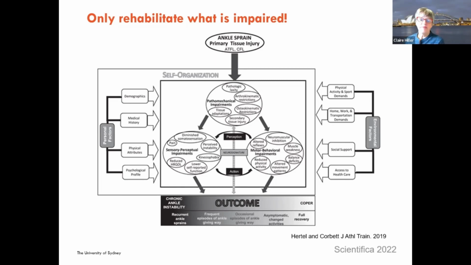And the model comes out and says that you have to take all of these things into account. You end up with a spectrum of chronic ankle instability severity at one end and a coper, which is somebody who's had an ankle sprain and fully recovered, at the other. And there's a whole spectrum in between that you need to be aware of.